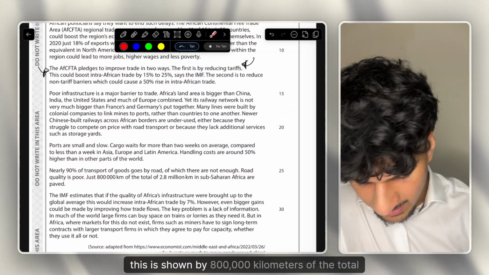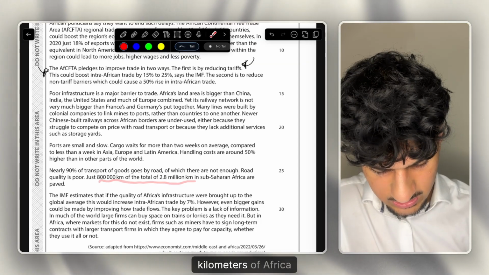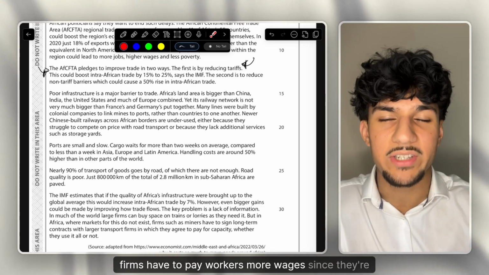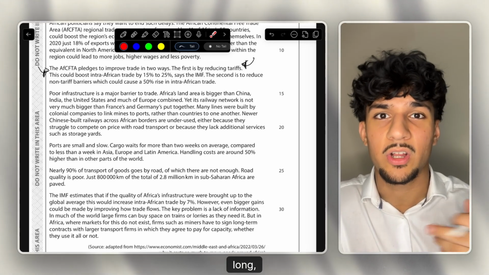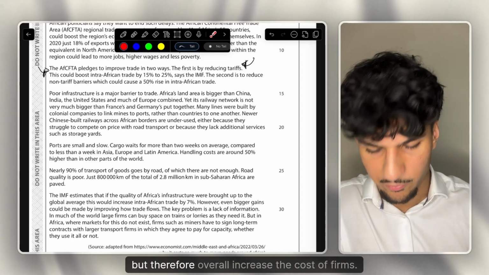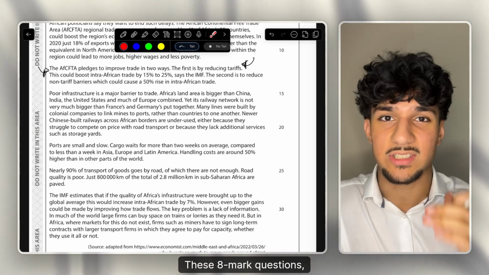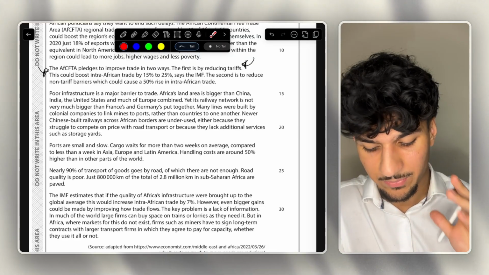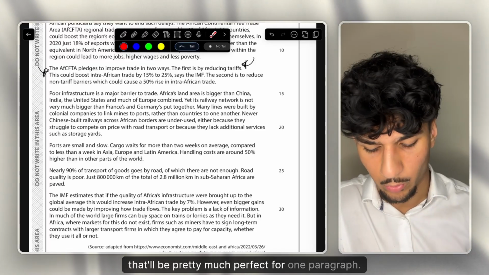E.g, this is shown by 800,000 kilometres of the total 2.8 million kilometres of Africa being paved. E.g, firms have to pay workers more wages since they're working for longer hours. Goods may go off since transport times are so long, thus increasing the cost for firms. And that's literally all you need. These 8-mark questions, especially when it asks for 2 reasons, not much analysis is needed at all, and it's very simple, and that would be pretty much perfect for 1 paragraph.